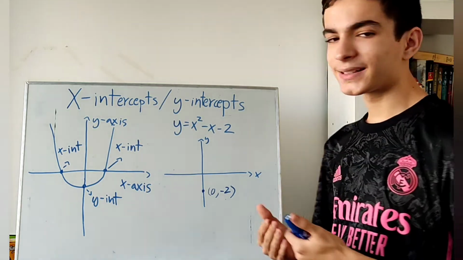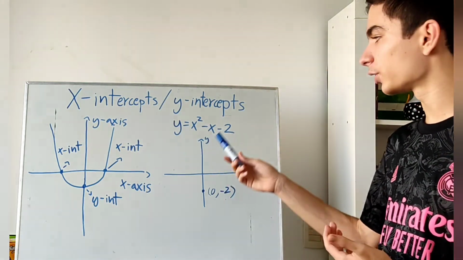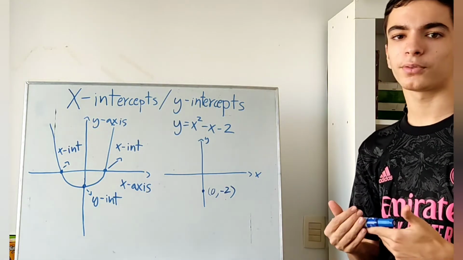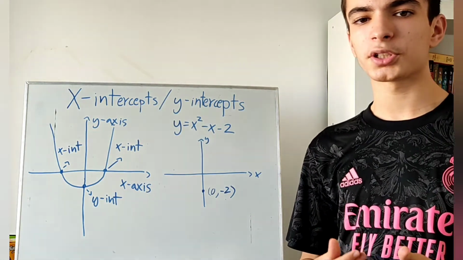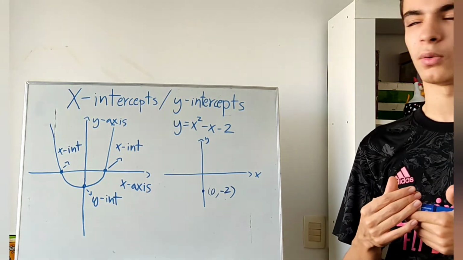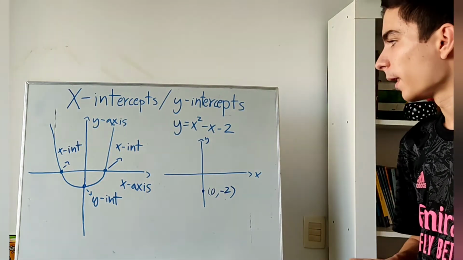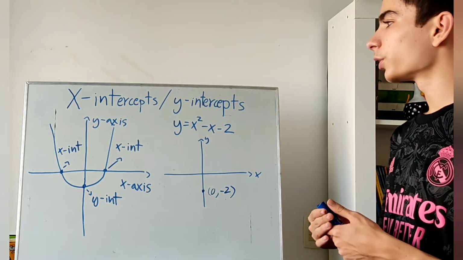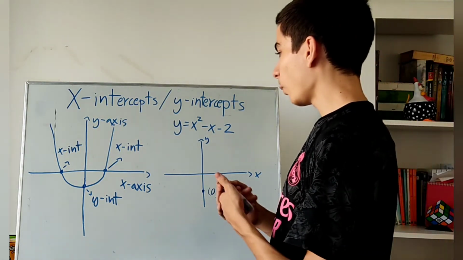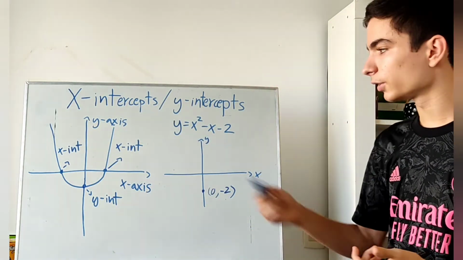To find the x-intercepts, we're actually going to have to solve this quadratic equation and solve for x. Now, if you're not familiar with solving quadratic equations, you should go and watch our videos that explain how to do so. And in order to find the y-intercept, we are simply going to replace x with 0 and solve for y.